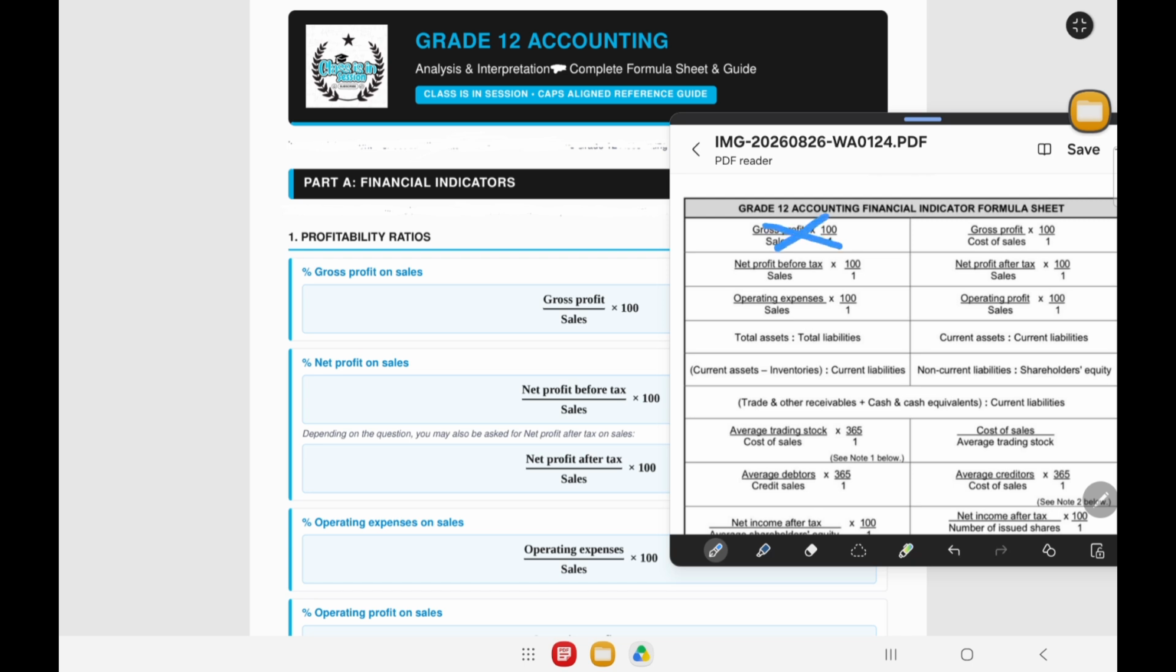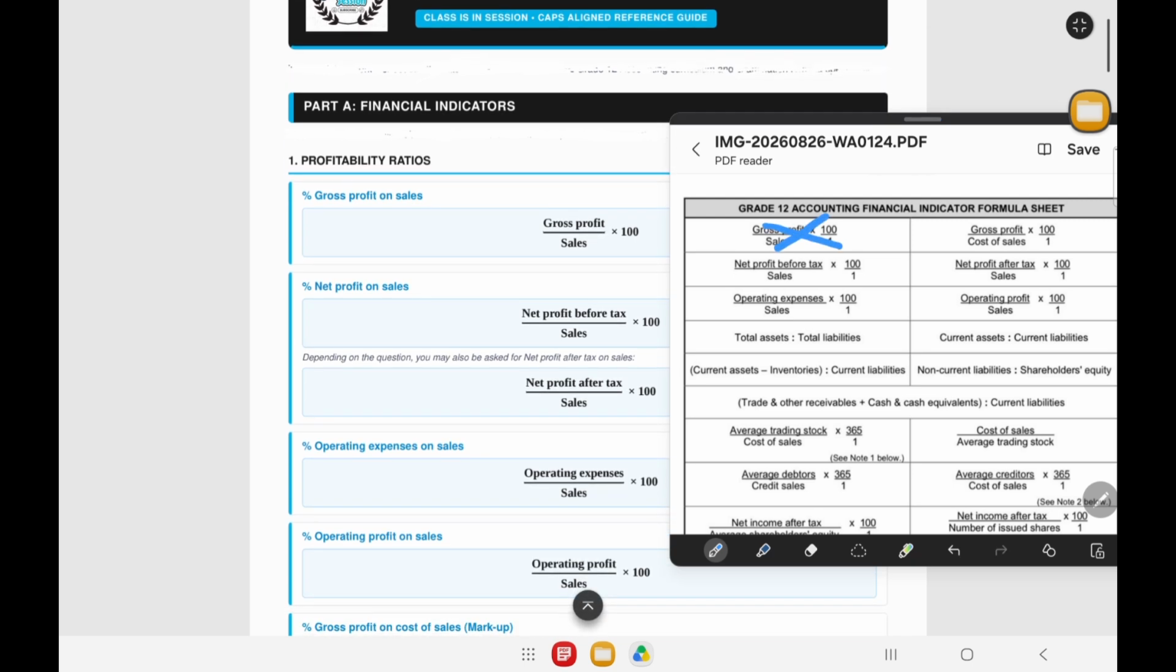That is the formula. Now let's look for net profit on sales, the percentage. We have to look for net profit before tax. We have net profit before tax as well as net profit after tax. It depends on which one they need you to calculate. So can you see that in terms of net profit on sales, I said net profit before tax over sales times 100 and net profit after tax over sales times 100. So there are two different ways.